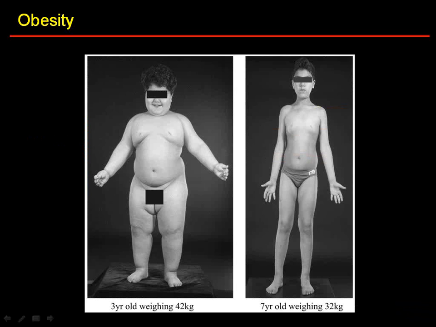This is another uncommon hormone condition which we see. Here on your left-hand panel, you see a child who is 3 years old, and as a 3-year-old, he is weighing about 42 kilograms. And after treatment for this hormone condition, at the age of 7, the weight is 32 kilograms. And this is a hormone called leptin. And there are only about 500 known cases of leptin deficiency who have been treated with this leptin hormone.